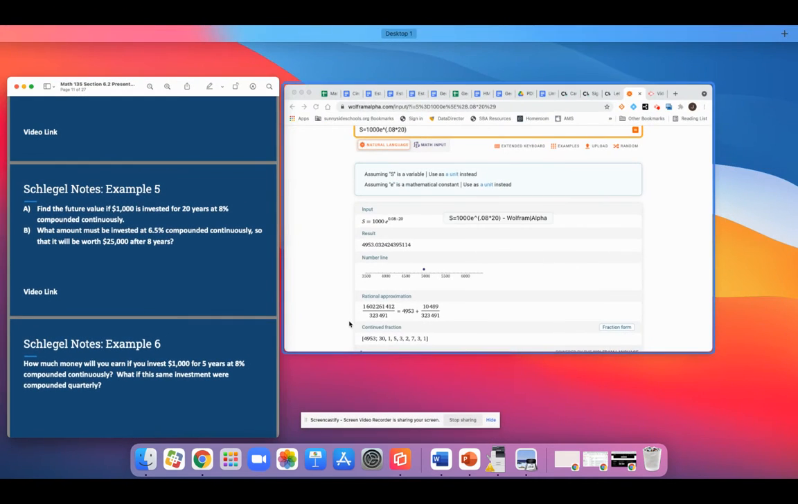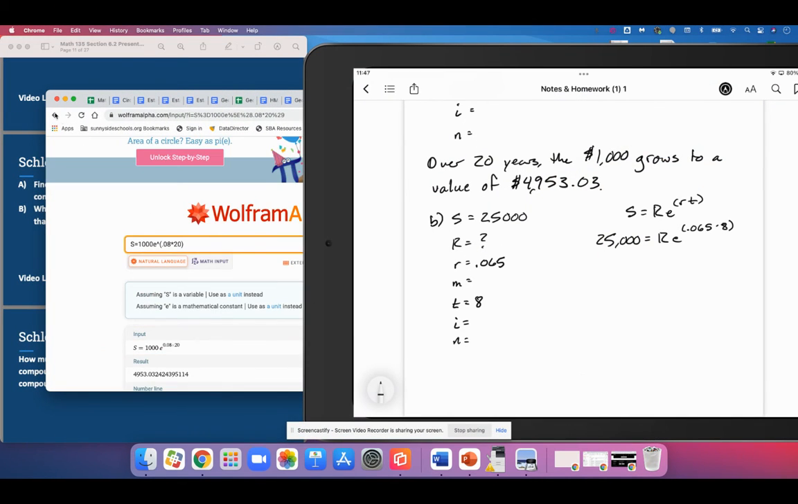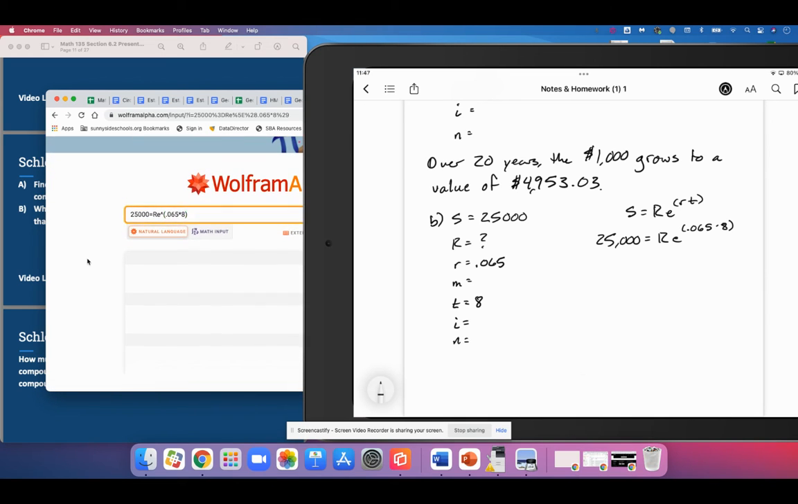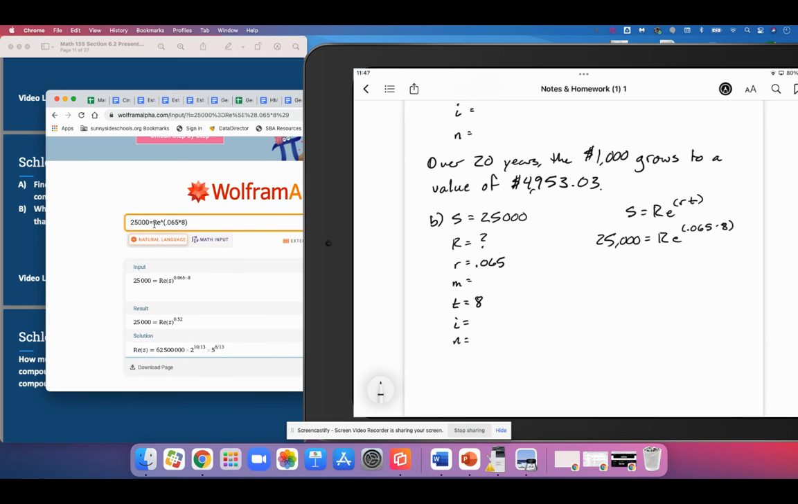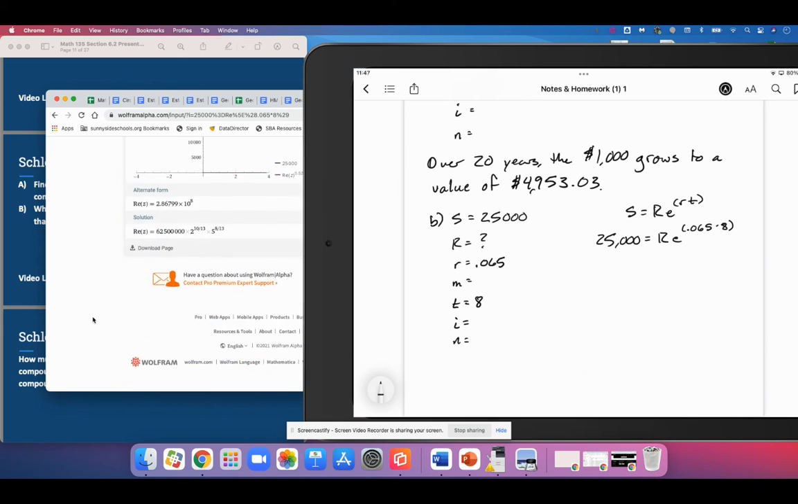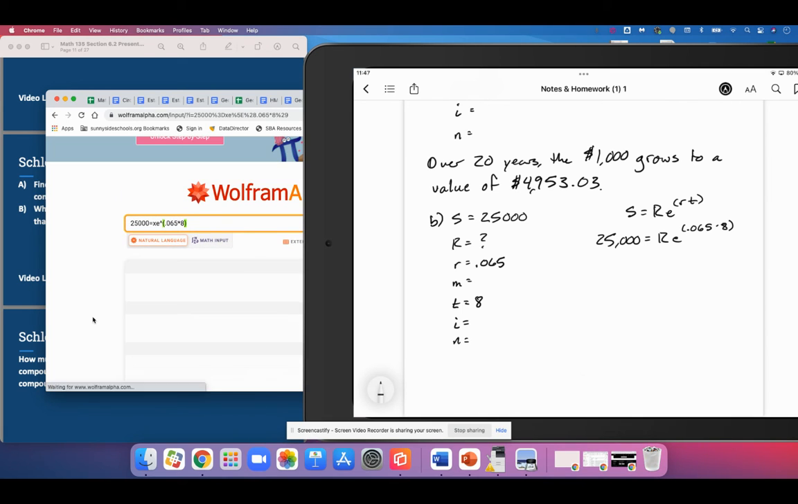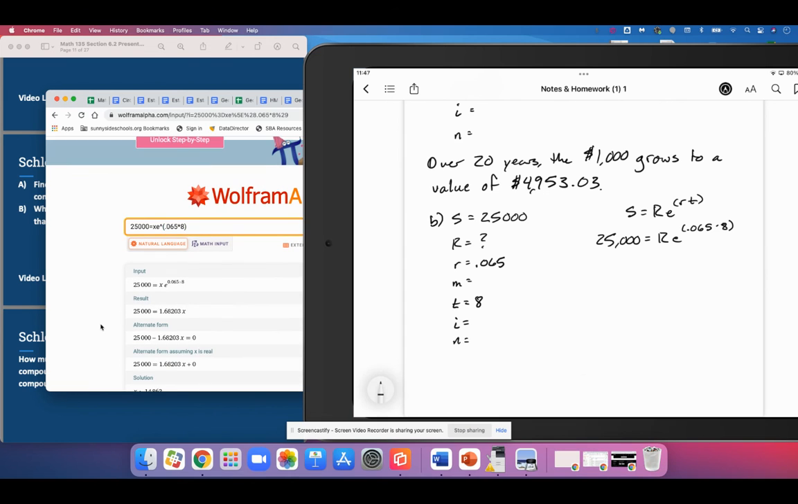Let's see if I click back. Nope, it won't do that for me. Okay. So we will have our future value set at $25,000. That's what we're shooting for in the future. And R times T is going to be 0.065 times 8 years. I bet that Wolfram is not going to solve this for me because I have the capital R in there, and I'm correct. The way to fix that is to change that capital R to an X, and that will fix my problem.